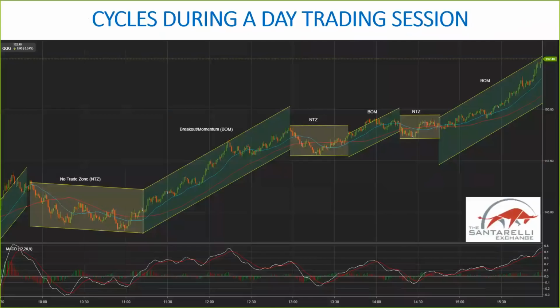Cycles during a trade day. So again, guys, here is a day trade chart with our trade plan and our cycles. So from 9:30 until 4. As you can see, it started out in breakout momentum, then it shifted into the no trade zone, it was flat, and then here was the beautiful signal right here, the breakout momentum, and this was on the Qs.